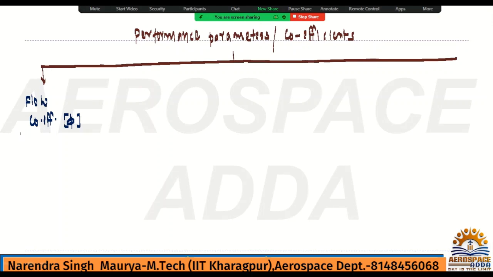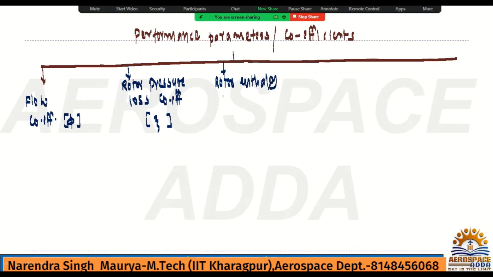Next we have the rotor pressure loss coefficient, denoted by zeta. Then we have the loading coefficient, denoted by psi. Then we have the rotor enthalpy loss coefficient, denoted by omega.